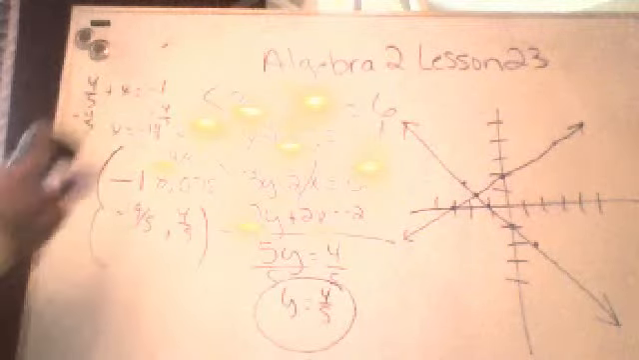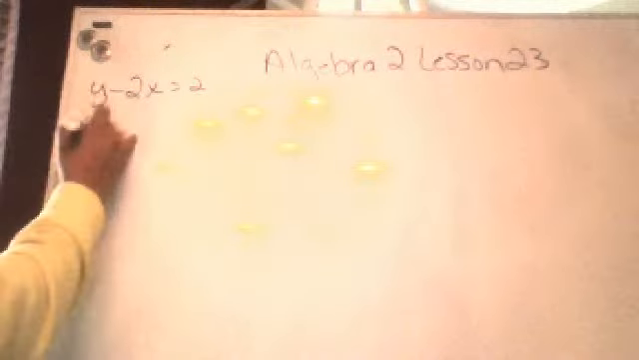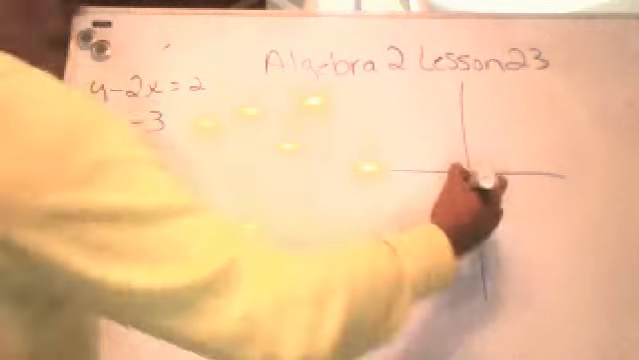Solve this system by graphing and then check your solution. So let's look at it. Our equation is y minus 2x equals 2 and y equals -3. Well, you have to know how to graph these. How do you graph y equals -3? It's going to be a horizontal line.